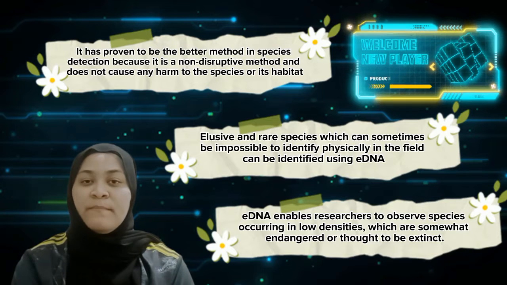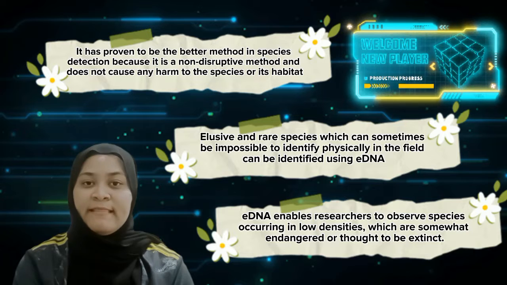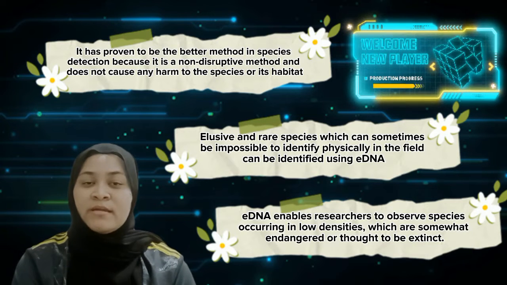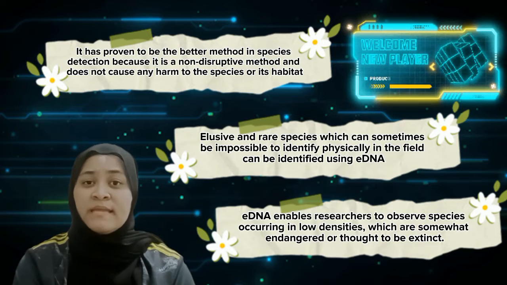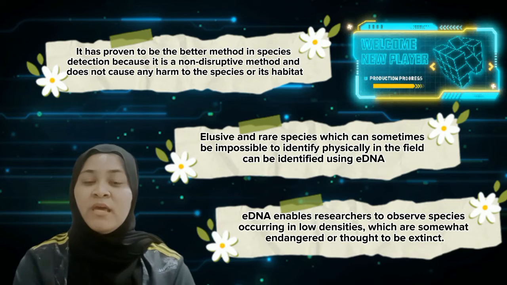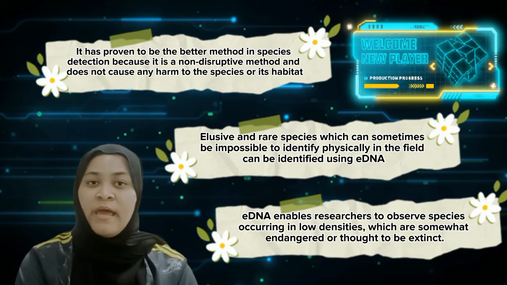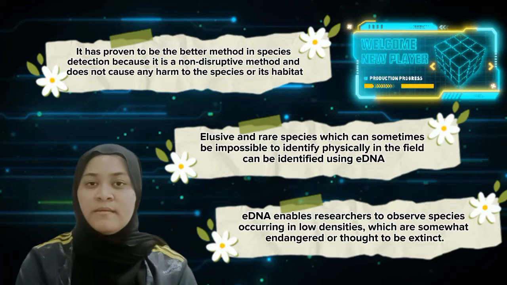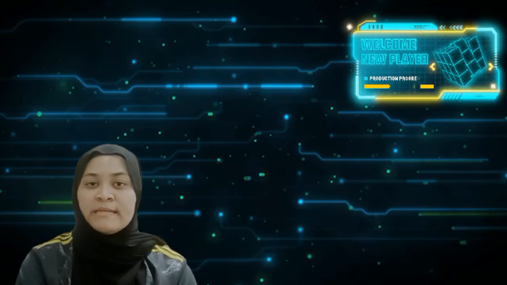It has proven to be the better method in species detection because it is a non-disruptive method which doesn't cause any harm to the species or its habitat. Elusive and rare species which can sometimes be impossible to identify physically in the field can be identified using eDNA. It also facilitates the early detection of invasive species. Additionally, eDNA enables researchers to observe species occurring in low densities which are somewhat endangered or thought to be extinct.